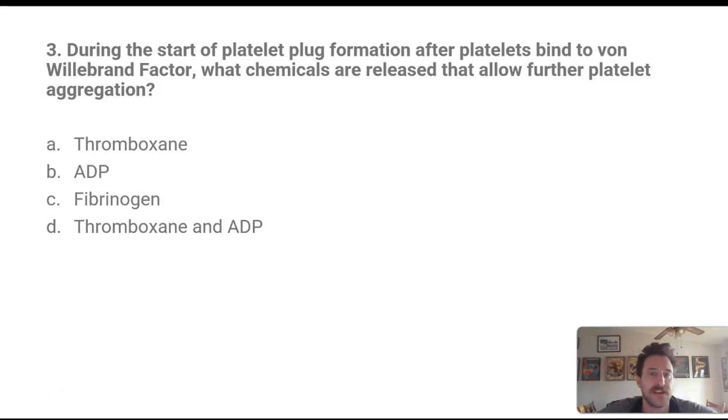Question 3: During the start of platelet plug formation, after platelets bind to von Willebrand factor, what chemicals are released that allow further platelet aggregation? The right answer here would be choice D, thromboxane and ADP. Fibrinogen, or factor 1, is a protein in the blood that helps platelets bind each other during plug formation. So that's not the right answer.